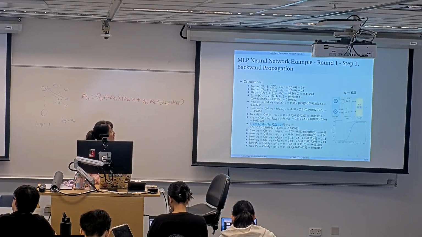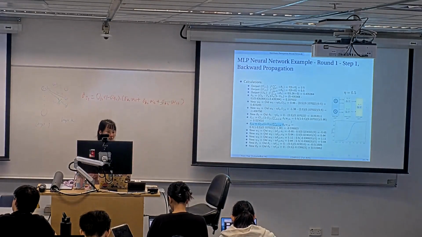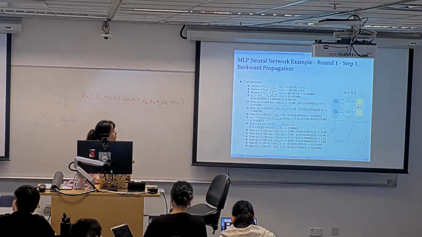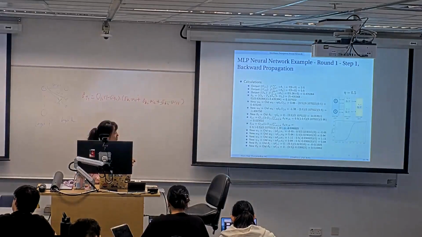All right, then delta J2 will do the same thing. It should be OJ2 times 1 minus OJ2, times this sum, but actually it's not a real sum because we only have one single output node. So after that, we compute delta J2.